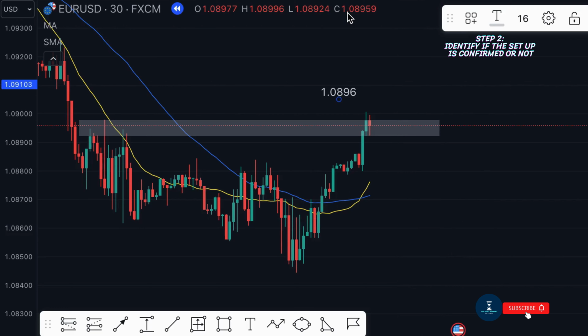And you can see that the current price is 1.08956. So it means that the pressure from the seller is not strong enough, so it's not a confirmation yet, and we wait for the next candle.